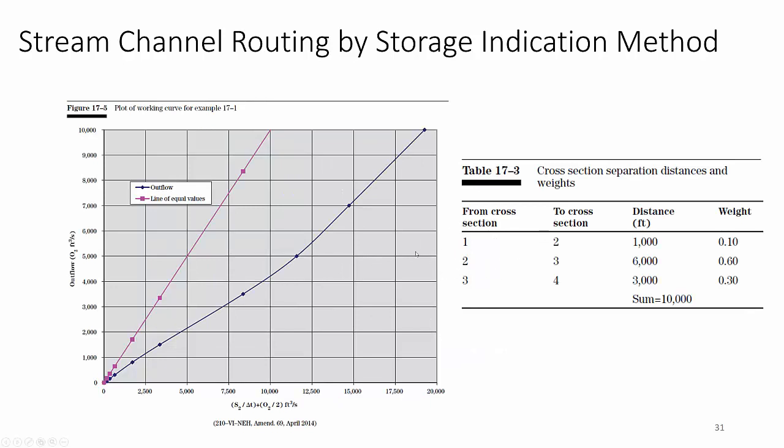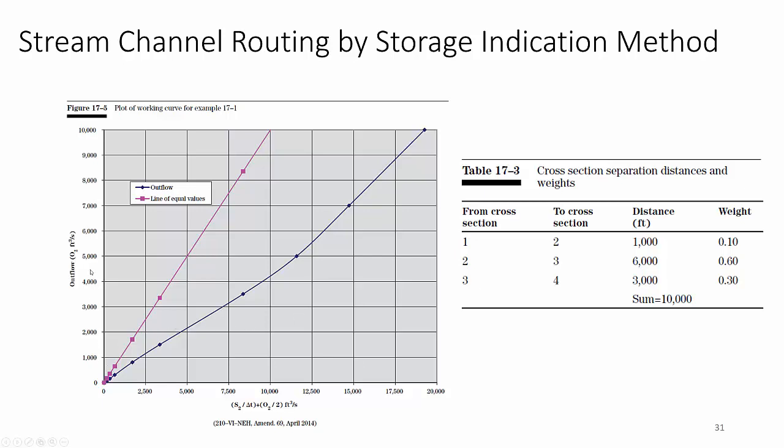So these are the tables we were talking about. The cross-sectional separation distance from section 1 to section 2 is 1,000 feet. The total is 10,000 feet, so that gives us a weight of 0.1. Section 2 to section 3 is 6,000 feet out of the 10,000 feet. That's a weight of 0.6. You guys are good at weighting, length and area weighting.